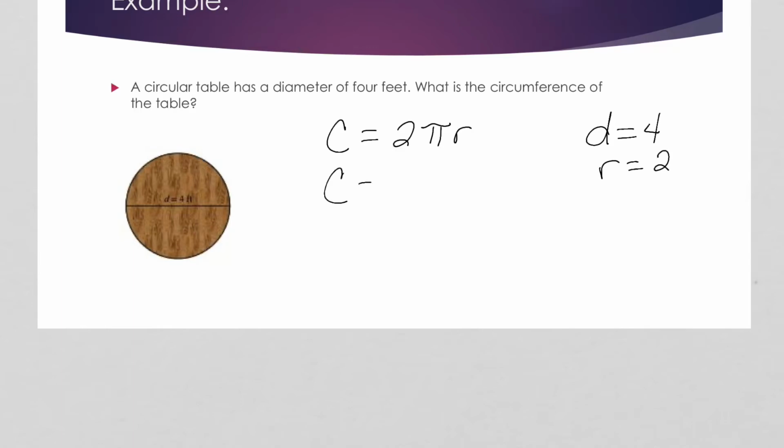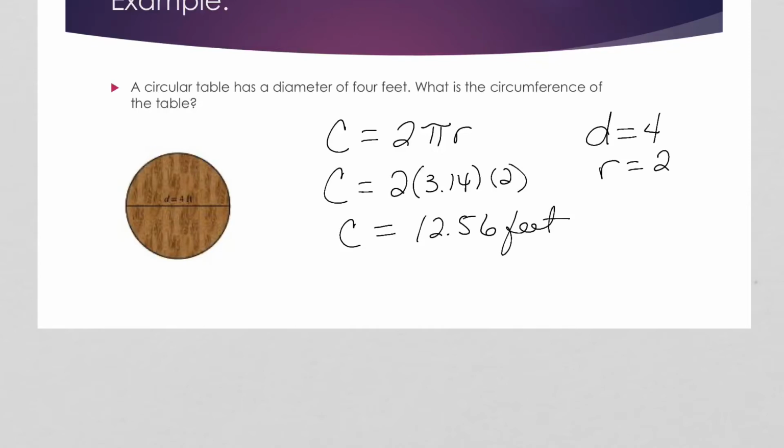So in this problem, I'm going to do 2 times 3.14 times 2. And I get that the circumference is 12.56, and it says feet, so we're going to use feet there.